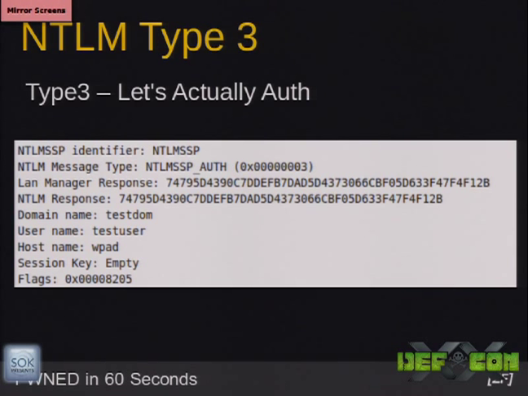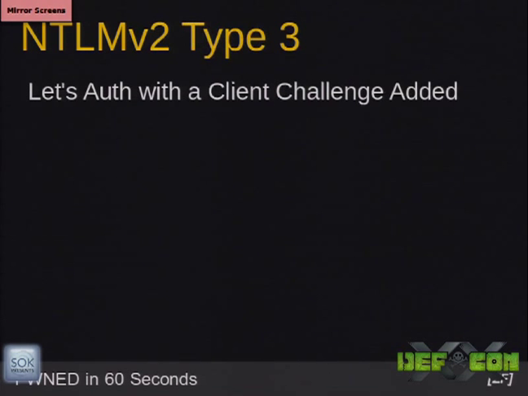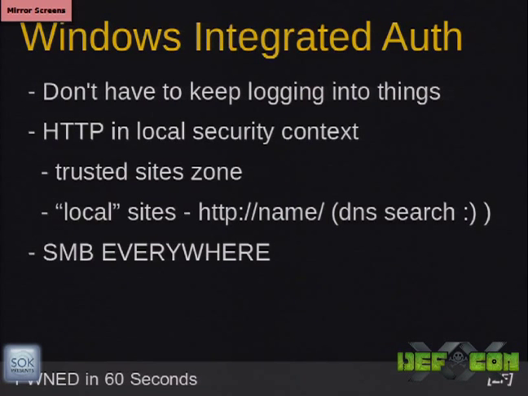NTLM version 2 is pretty much the same, except it adds additional parameters into the password response, as well as a client challenge. As a prevention against rainbow tables, the client uses randomness to break the rainbow tables. So we went over that. This is all great and dandy, but we've got one more thing we need to talk about, which is Windows Integrated Authentication.